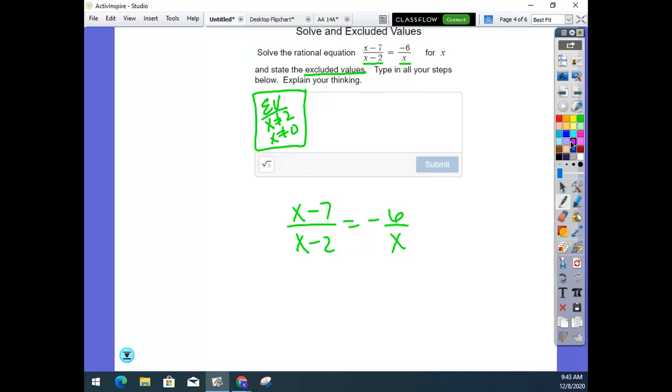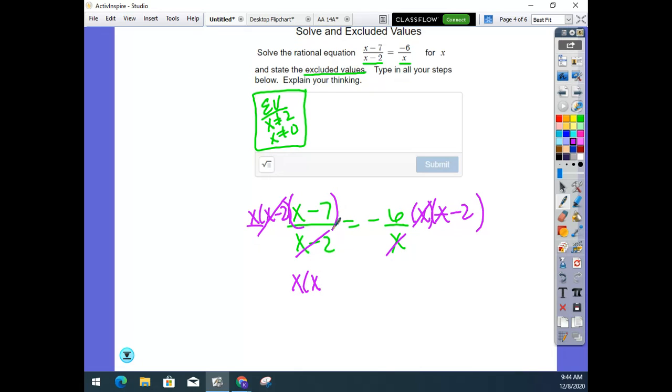So our goal here is to get rid of the denominators. We want to have just a regular equation. So what we could do is just multiply through by the denominators. I multiply both sides by the denominator, and these cancel out. Then what am I left with? X times, and always put this in parentheses.